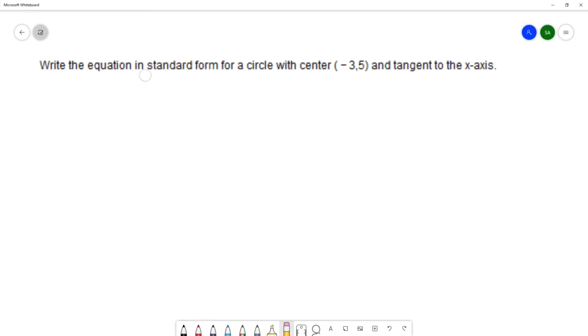Write the equation in standard form for a circle with center (-3, 5) and tangent to the x-axis. So we're trying to write the equation of a circle. Let me write down what the standard form of a circle is first. The standard form of a circle is (x minus h) squared plus (y minus k) squared equals r squared, where (h, k) is the center of the circle and r is the radius.